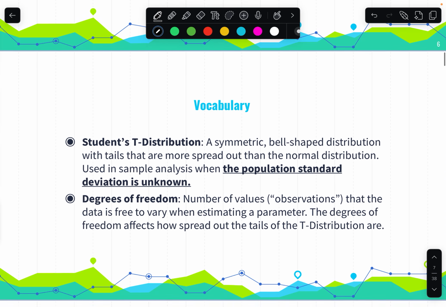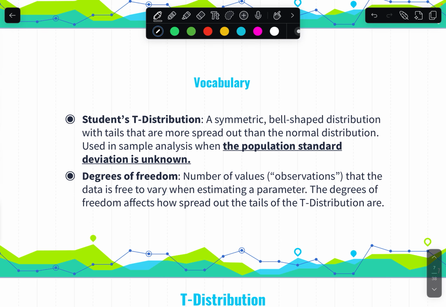Okay. Now, to go over some of the pertinent vocabulary, the student's t distribution, as we read out loud here, is a symmetric bell-shaped distribution where the tails are more spread out than the normal distribution. So it looks similar to the normal distribution, but it may be pulled on both sides or maybe crunched up more on the sides. And I'll get into a picture of how that looks later, okay?